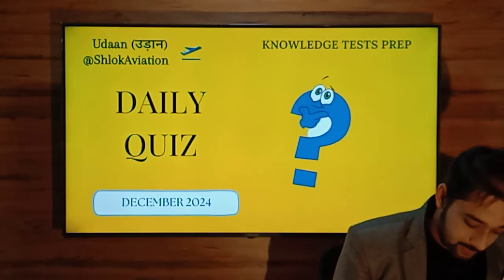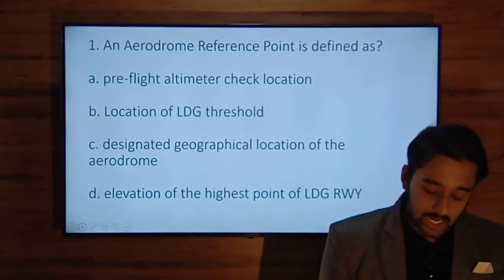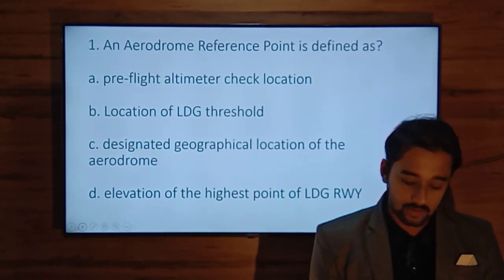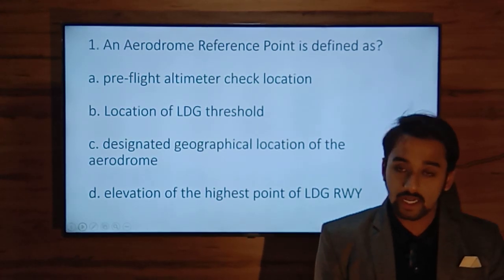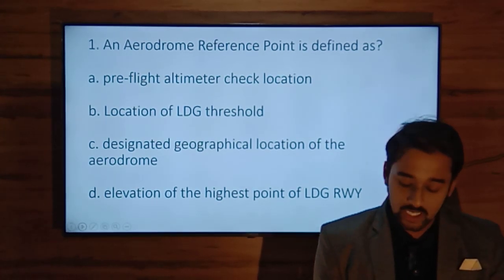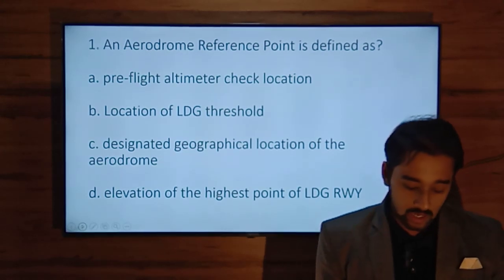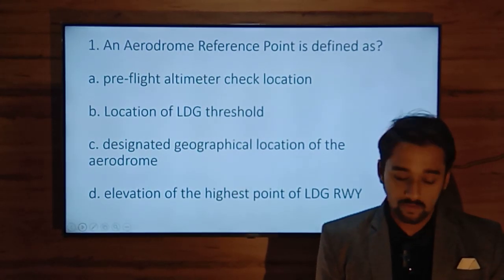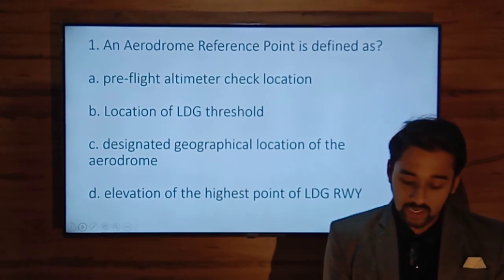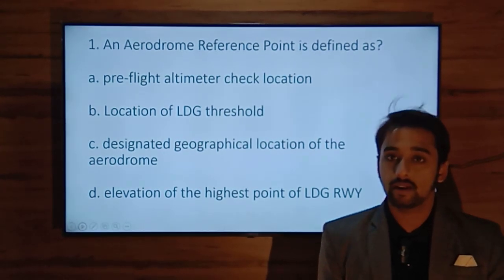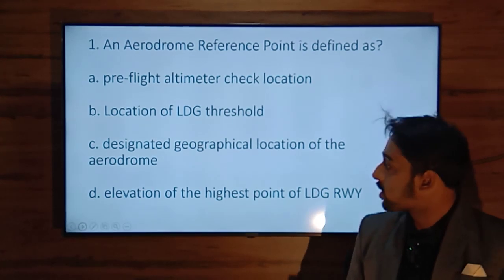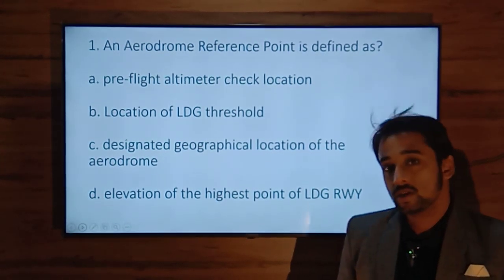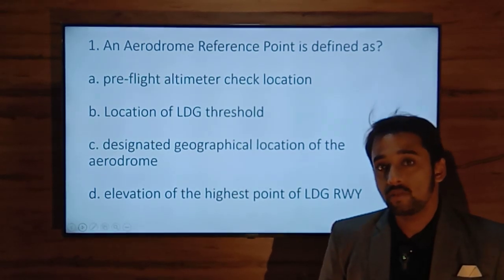Question number 1. An aerodrome reference point is defined as what? Is it pre-flight altimeter check location, location of landing threshold, designated geographical location of the aerodrome, deviation elevation of the highest point of landing runway? So out of all these options, the correct definition of this point is aerodrome reference point.